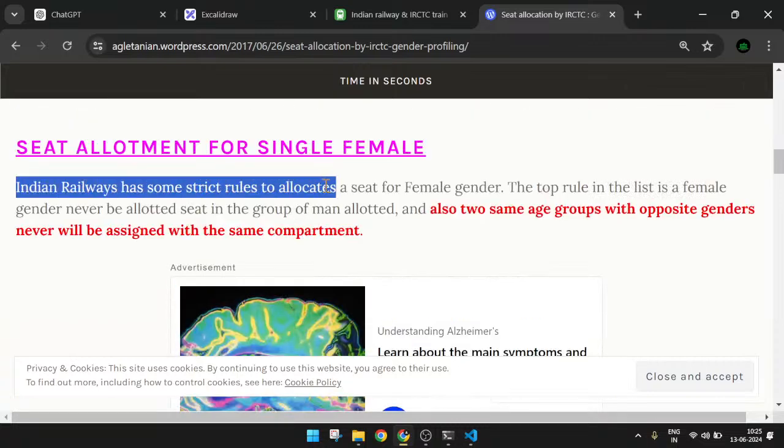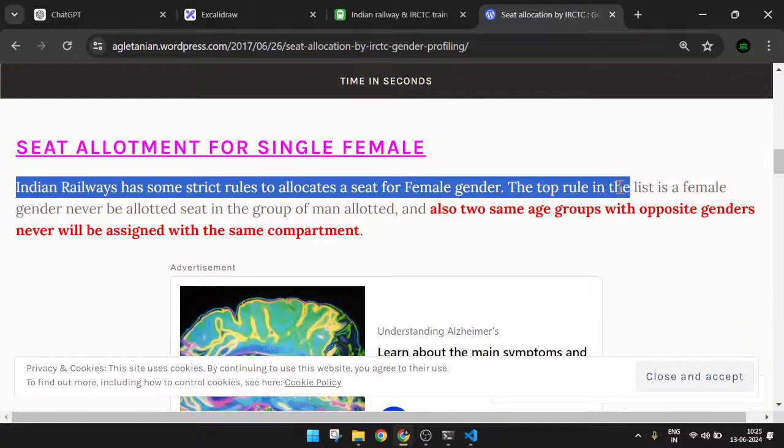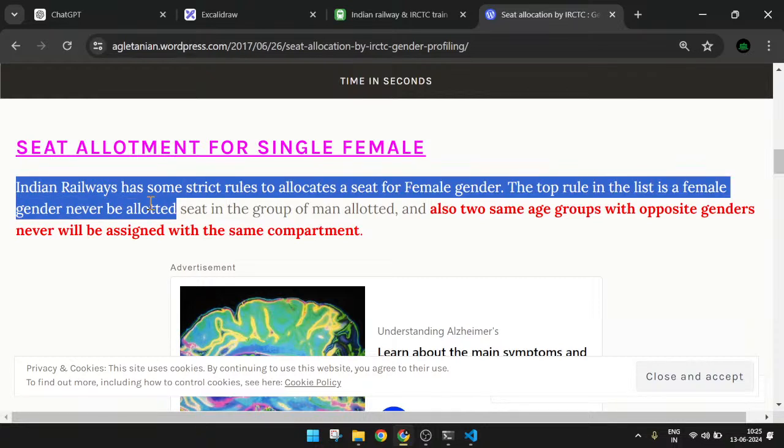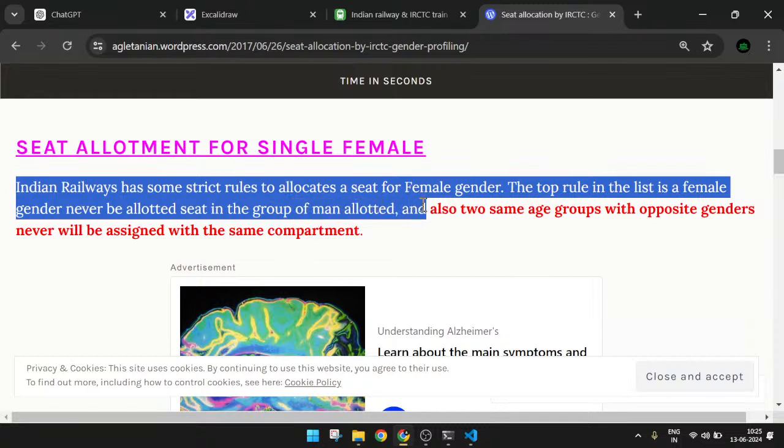Indian Railway has some strict rule to allocate seats for female gender. The top rule in the list is female gender will not be allocated seat in a group of men allocated, and also two same age group with opposite gender will never be assigned with the same compartment. Oh my god. What is this?